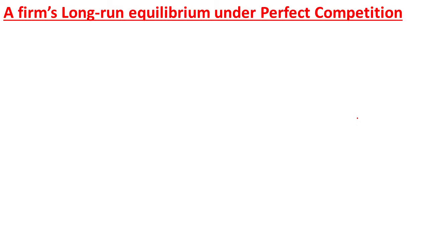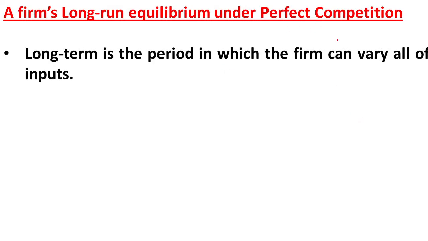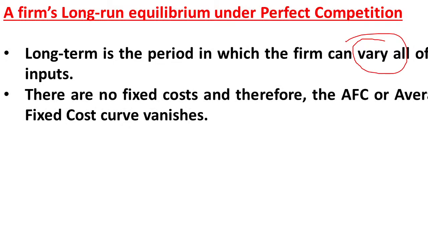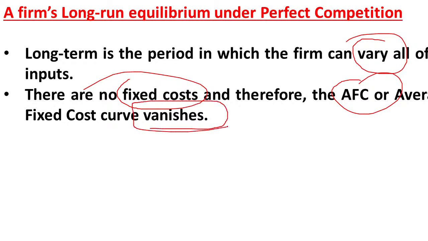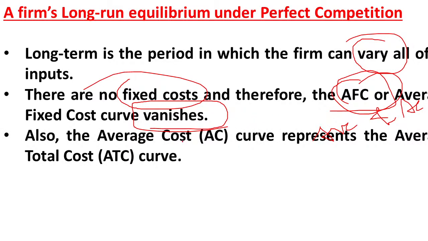Now let us move to the long run equilibrium of the perfect competition market. When it comes to the long run, as I told you, the firm can vary all the factors of production. All the inputs are variable, there are no fixed costs. So the AFC curve vanishes, there is no average fixed cost in the long run. There is no difference between average variable cost and average cost, both are the same. Also the average cost curve represents average total cost.